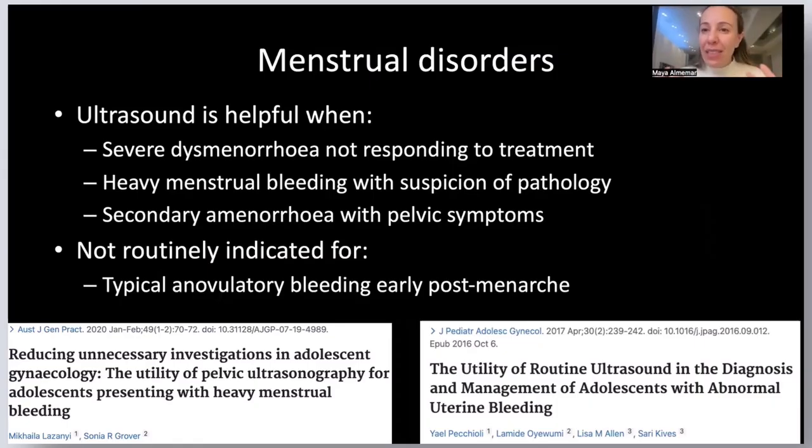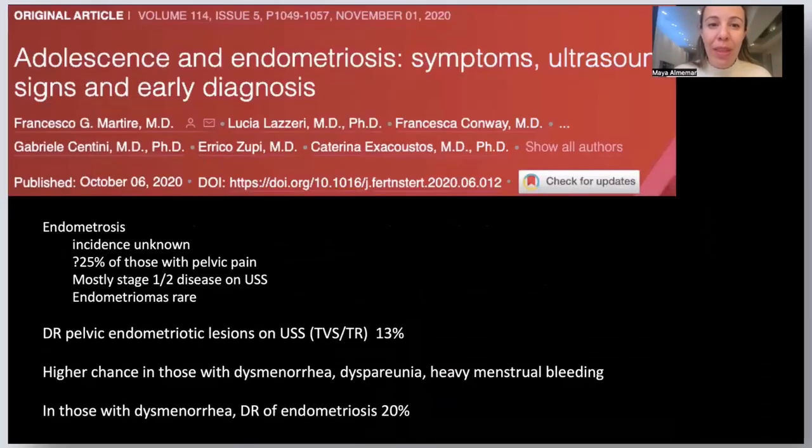And so it is understandable that we could start treatment empirically without a scan and consider ultrasound for those who are very resistant to treatment. But of course, this will really depend on the clinical setting that you work in.